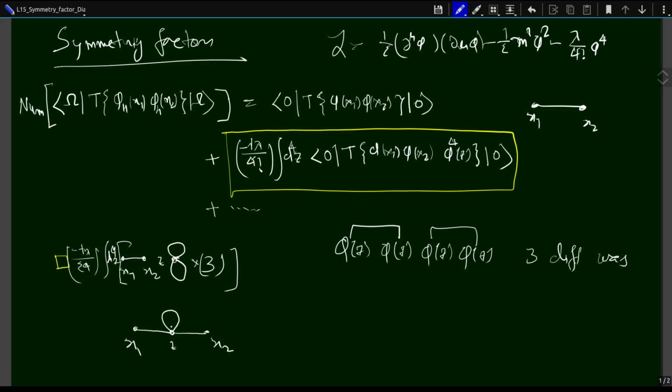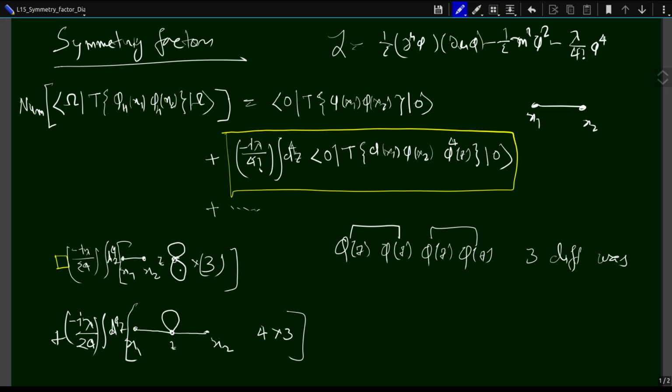So how many ways is this possible? I have 4 empty places here, and x1 has to go to any one of them. So x1 connecting to z can happen in 4 different ways. x2 connecting to the rest of the 3 can happen in 3 different ways. So this diagram can come in 12 different ways. And in the front I have minus i lambda by 24 d4z. This is what this yellow box corresponds to. So I have this extra factor.